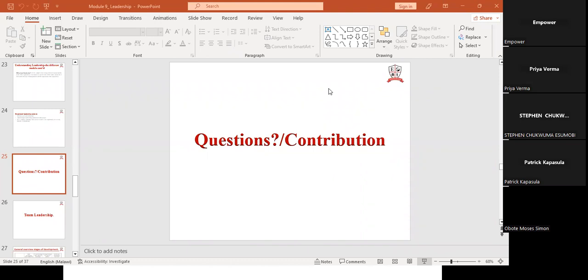So, Stephen, I would like to know how do the team members respond to the leadership style change? Because we are talking of switching leadership style from democratic to autocratic, how do they respond when you have changed from democratic to autocratic?